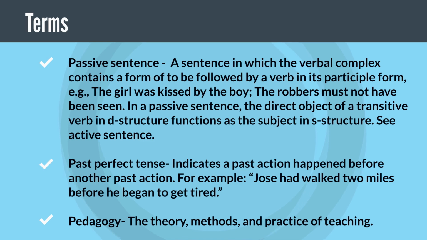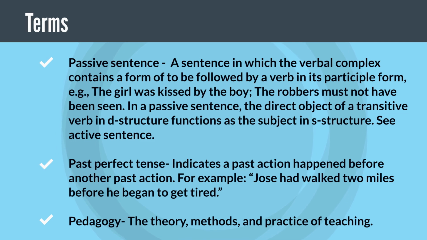Passive sentence: a sentence in which the verbal complex contains a form of to be followed by a verb in its participle form. Example: the girl was kissed by the boy. The robbers must not have been seen. In a passive sentence, the direct object of a transitive verb in D-structure functions as the subject in S-structure. See active sentence. Past perfect tense indicates a past action happened before another past action.